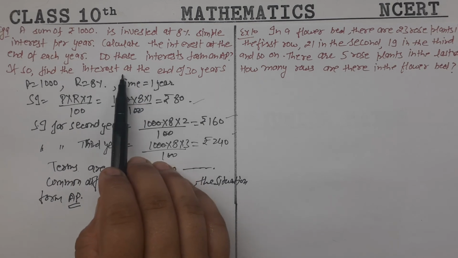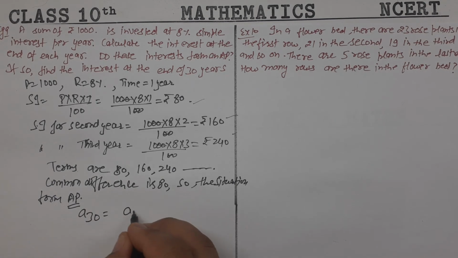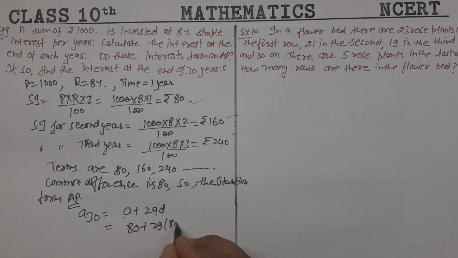If the interest is in AP, then we have to find the interest at the end of 30 years. So we have to find A30, A plus 29D. A is 80, D is also 80. Solving. After multiplication, we have 2320. Adding, the interest is rupees 2400, which is your answer.